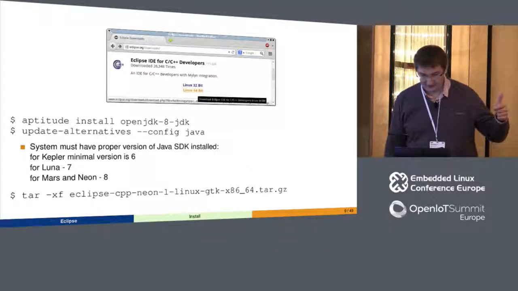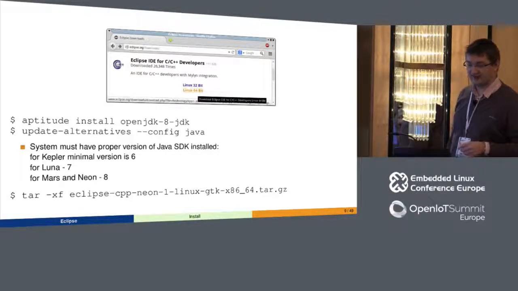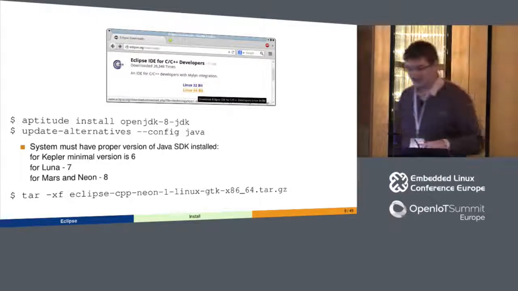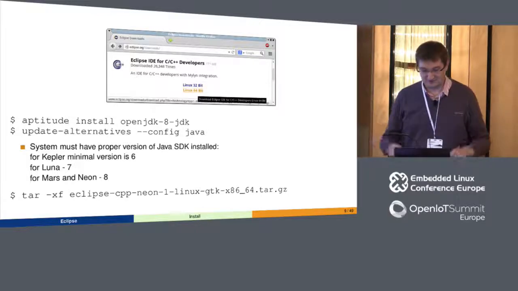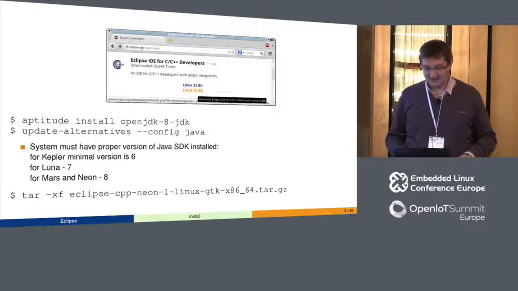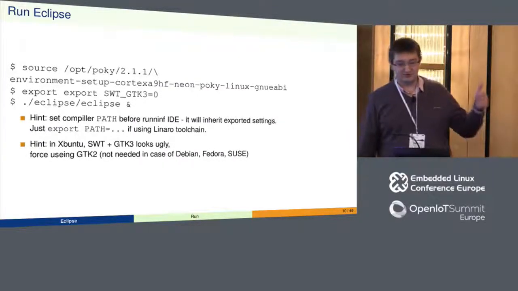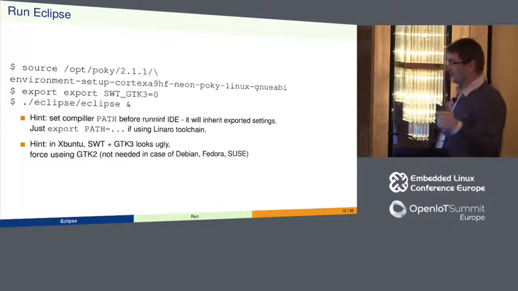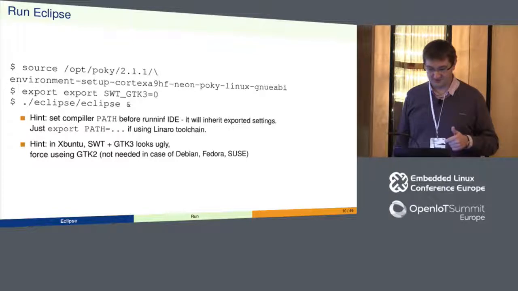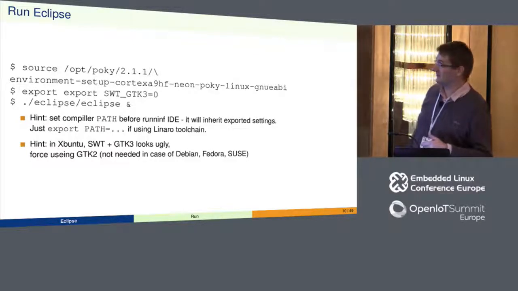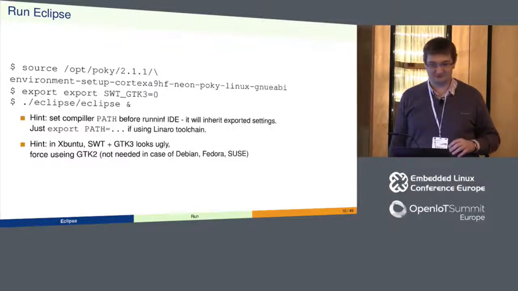So the first thing is to download Eclipse and set the proper Java version. In case of Java, you may have multiple revisions installed in your distribution, so there's update-alternatives --config java to select the one. Then just untar it and run it. Actually, there are two hints. First of all, if you set the path or include all the environments created by the Yocto build system, for example, it will be easier to configure because all the environment variables will be there for use.